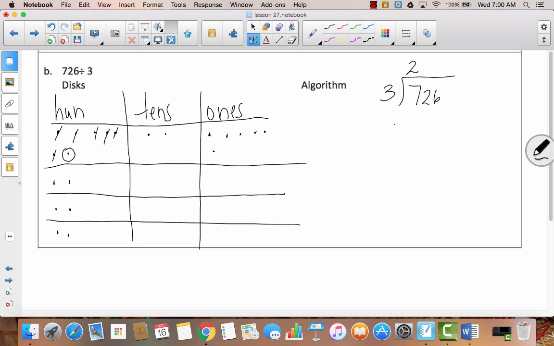So 2 times 3 is 6. And I'm left with 100. So I have to take my 100 and unbundle it. So I'm going to make it 10 tens.